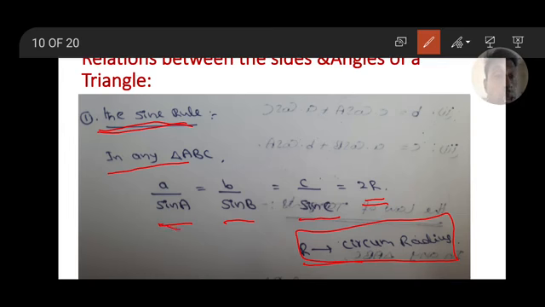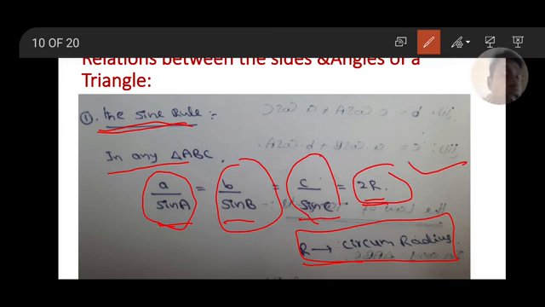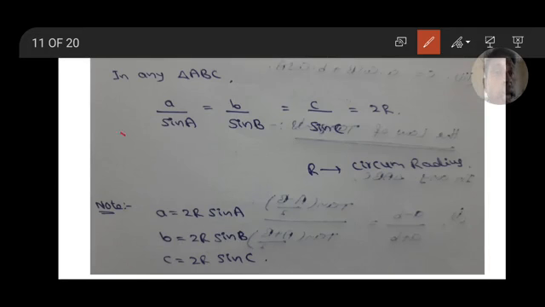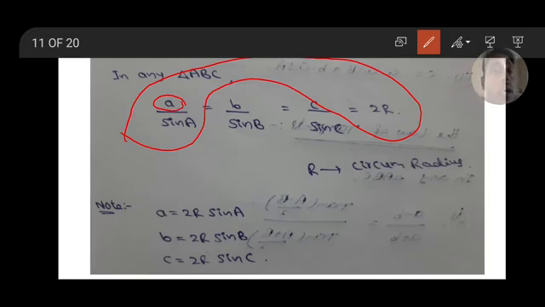The three ratios a by sin A, b by sin B, c by sin C are equal to 2R. This is called the sine rule. Next, from this sine rule, take a by sin A equals 2R. By cross multiplication, small a equals 2R sin A. Similarly, b by sin B equals 2R, so small b equals 2R sin B. And c by sin C equals 2R means c equals 2R sin C.